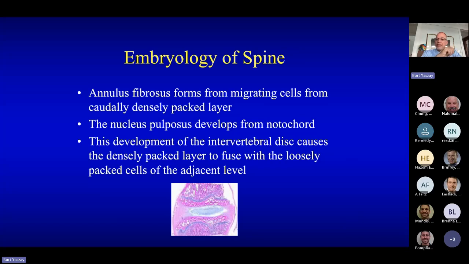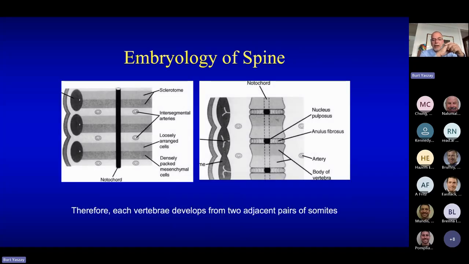And it's really the development of the intervertebral discs that then force the densely packed and the loosely packed layers to actually fuse together. And it's really a balance between this fusion and apoptosis process within each of the sclerotomes that then really forms each of the vertebrae. And so you can imagine if there is a process by which things need to fuse or things need to separate or things need to undergo apoptosis, you can see how if there's an aberration in this process, all of a sudden you start developing the congenital anomalies that we see.